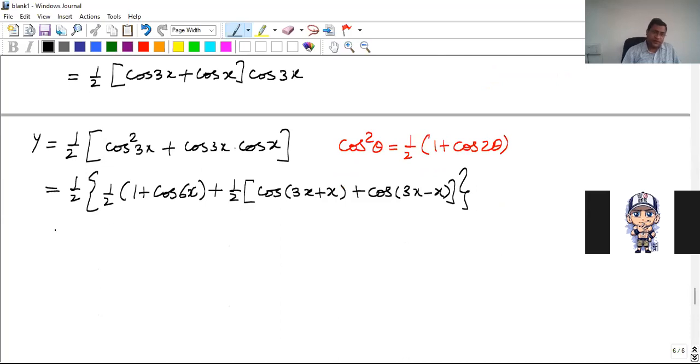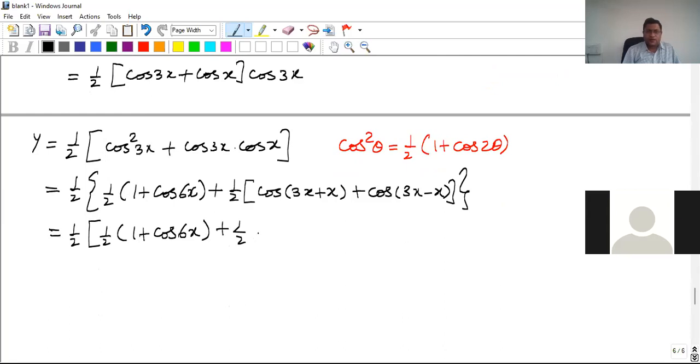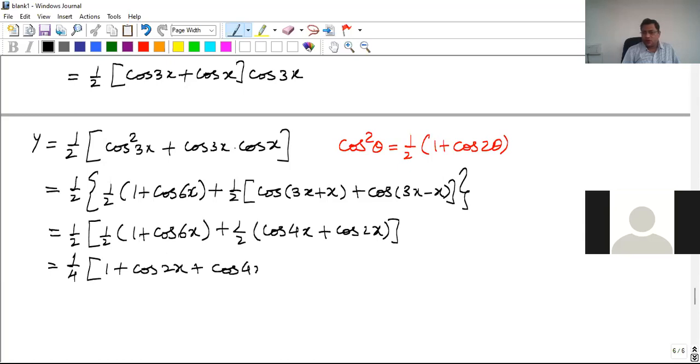Now, simplify this. So we can have half of 1 plus cos of 6x plus half of cos of 4x plus cos of 2x. Okay, this half we can have common, so we'll be having 1 by 4. I can write this as 1 plus cos of 2x plus cos of 4x plus cos of 6x. So this is going to be y.